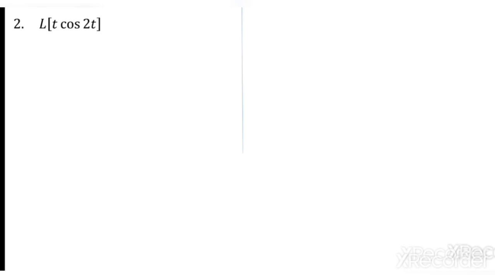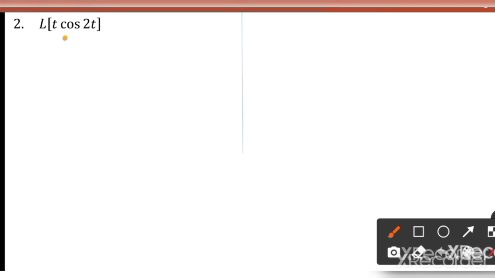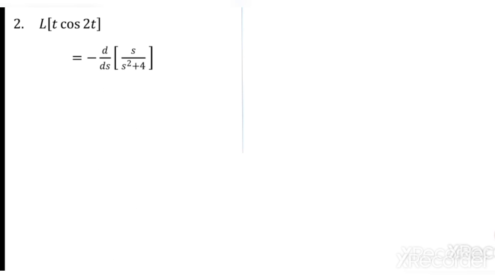So Laplace transform of t into cos 2t, so the associated function here is cos 2t. Obtain the result, Laplace transform of cos 2t, by applying the cos at result: s by s square plus a square. Then once it is obtained, differentiate once by multiplying with the minus sign. So I get d by ds of s by s square plus 4 with the minus sign.